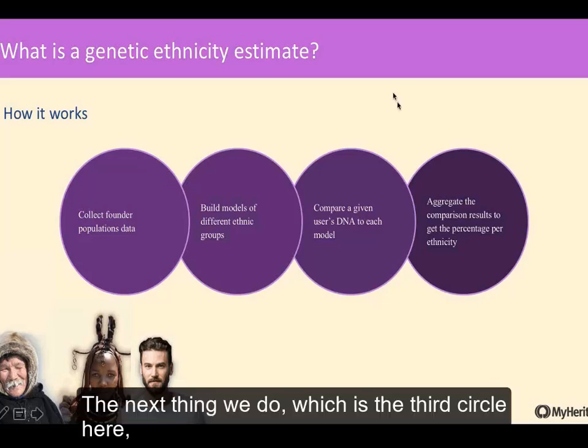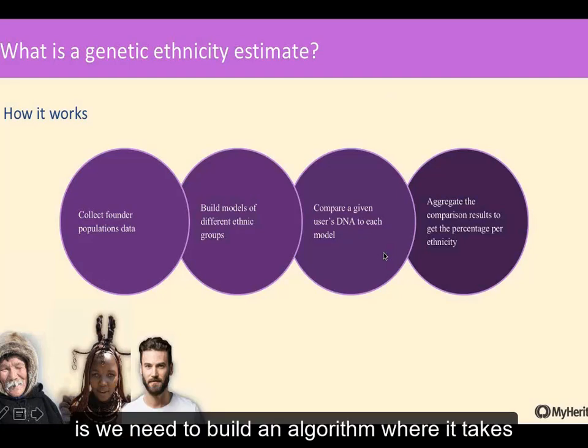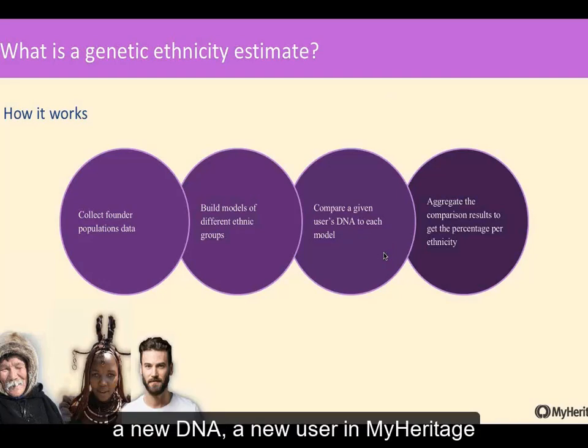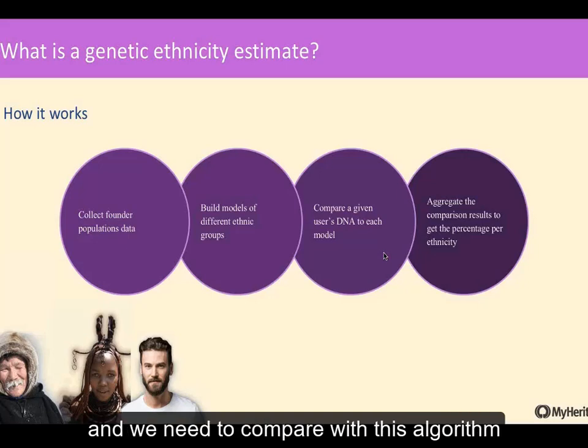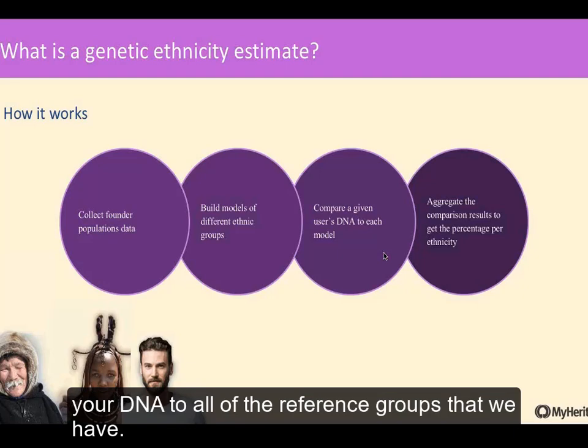The next thing we do, which is the third circle here, is we need to build an algorithm that takes a new DNA, a new user in MyHeritage, or a new user who uploaded a kit, or any new DNA kit that we have, and we need to compare your DNA with this algorithm to all of the reference groups that we have.